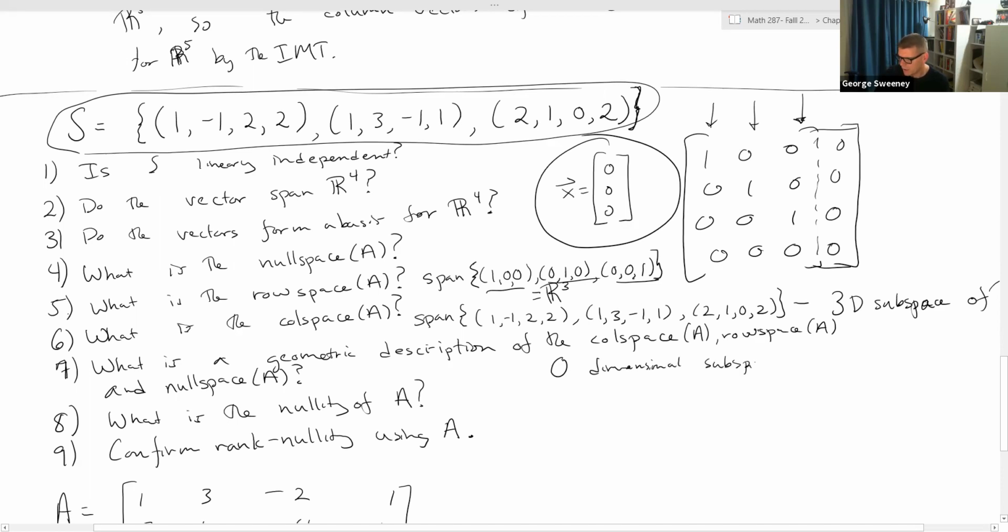of R3. Or you could just say it's a zero vector. It's the origin. Yeah, it's a point. But it's a point in R3. That is actually pretty important. That'll be more important in the next chapter. But it's a zero dimensional subspace of R3.